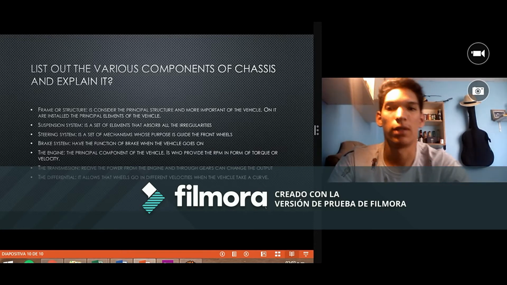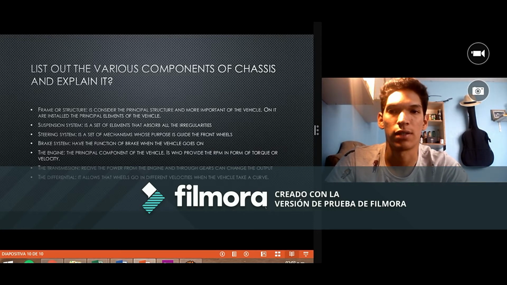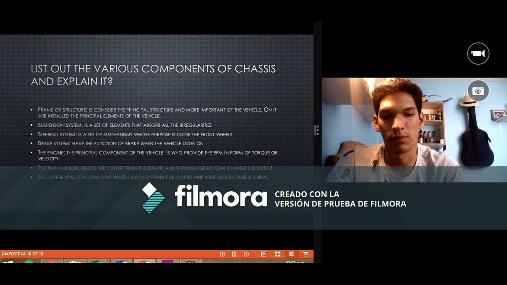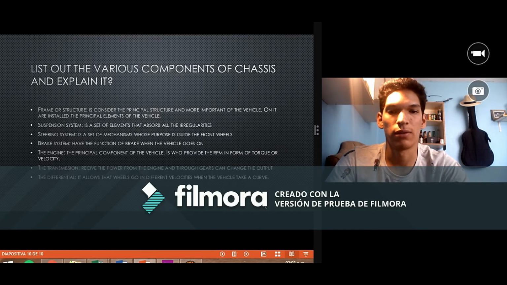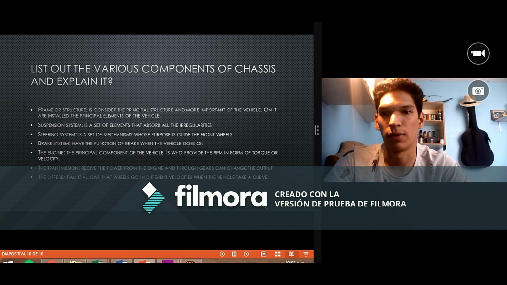That's all. In conclusion, the chassis is more important than the other components of the vehicle, because it is the structure of the vehicle and has to resist a lot of hits and a lot of things.